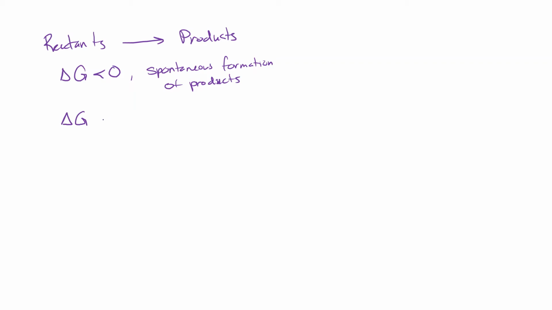If delta G is less than zero, then we get spontaneous formation of products. If delta G is greater than zero, then the reaction goes the other way, and we get the spontaneous formation of reactants. If you have any products in your reaction, they will go the other direction and become reactants. And of course, if you have delta G equal to zero, then neither of those things happen, and in that case, your reaction is at equilibrium.